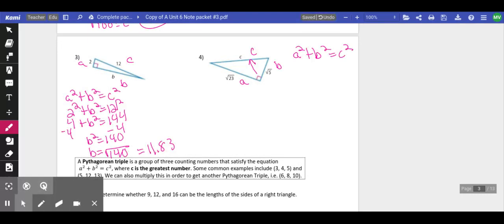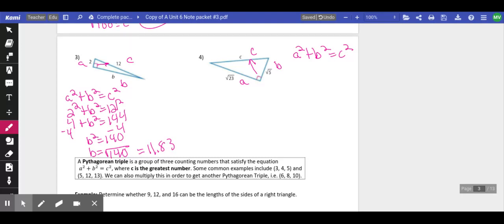Okay, so number 3, again, I labeled my triangle. So C is 12 this time because it's across from the right angle. So it's a squared plus b squared equals c squared. So it's 2 squared plus b squared equals 12 squared.